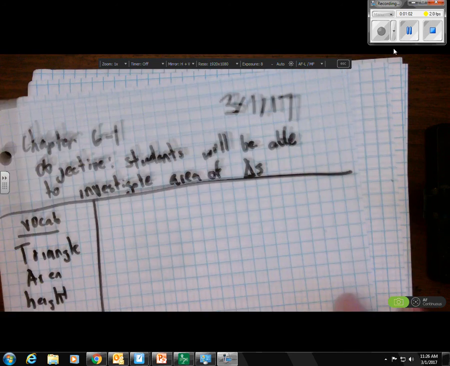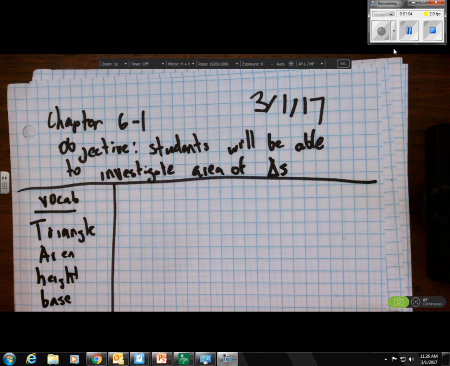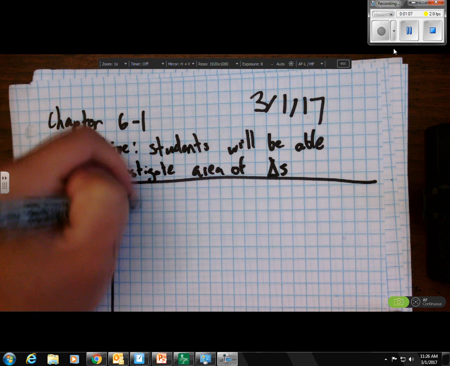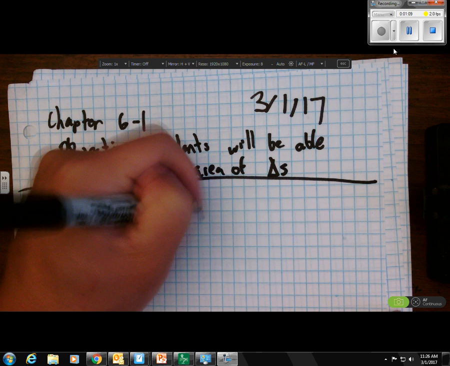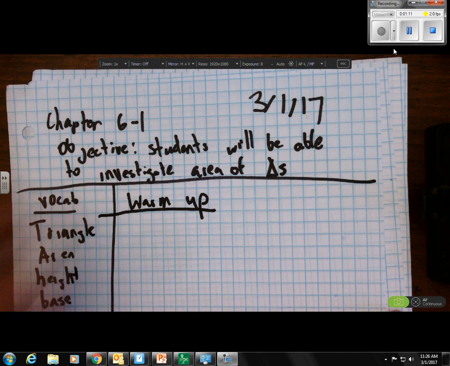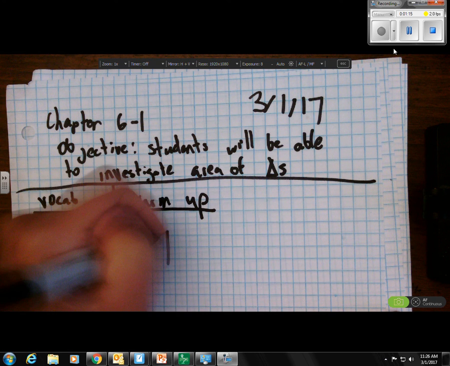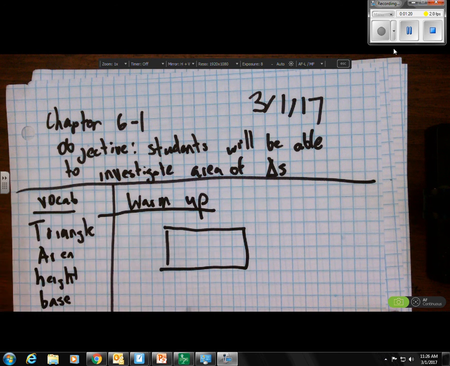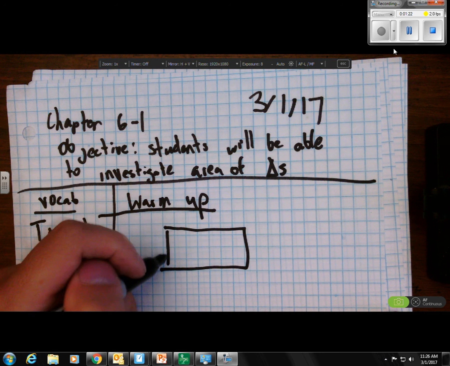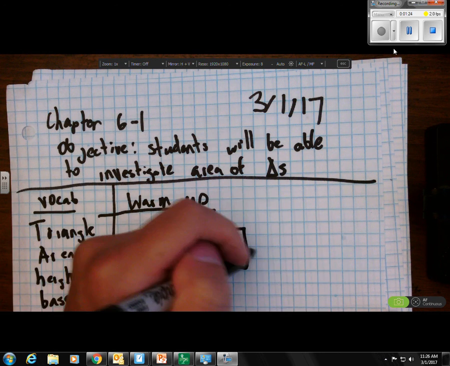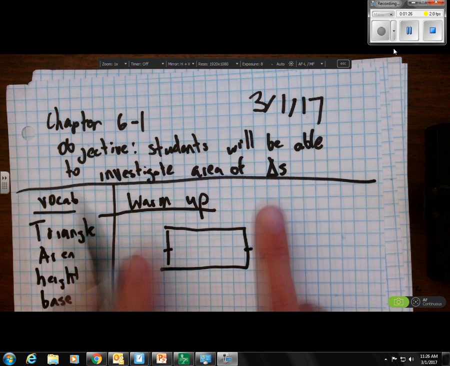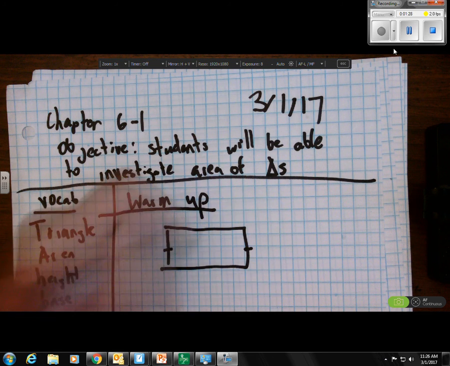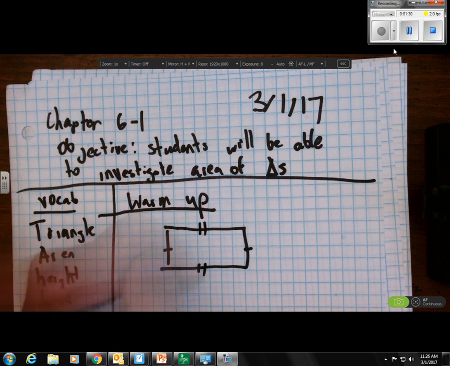So let's do a quick warm-up. My warm-up, I'm going to look at a parallelogram. And a parallelogram is a type or a fancier name for a rectangle. A parallelogram means I just have two sets of lines. The left side and the right side, they're parallel. They'll never touch each other. And the top and the bottom will never touch each other.